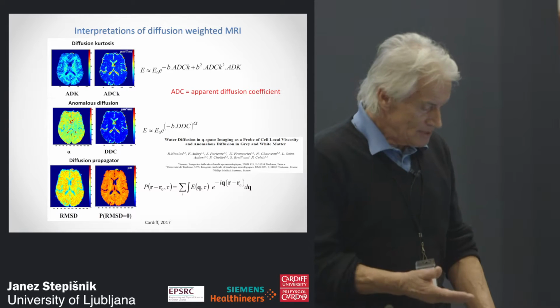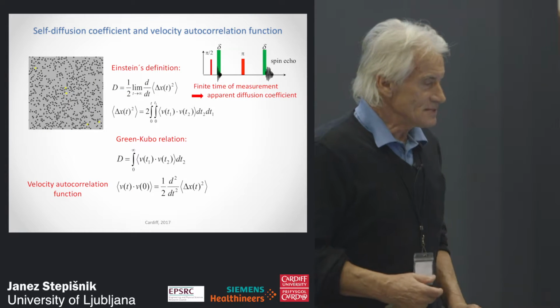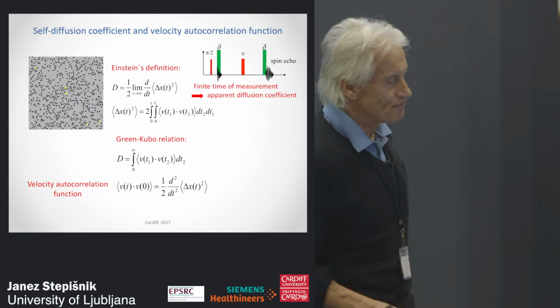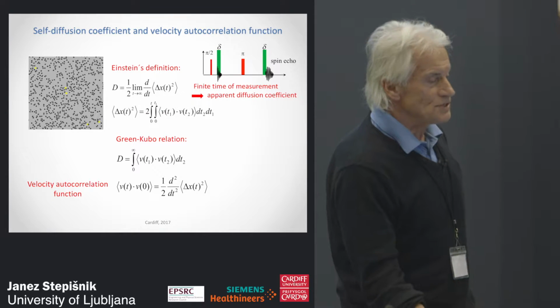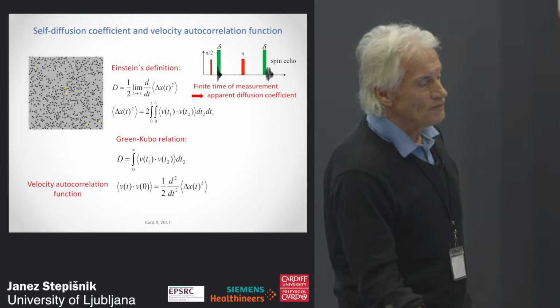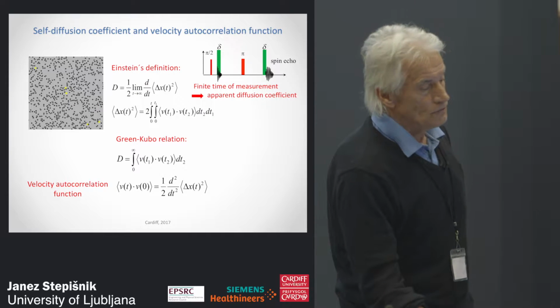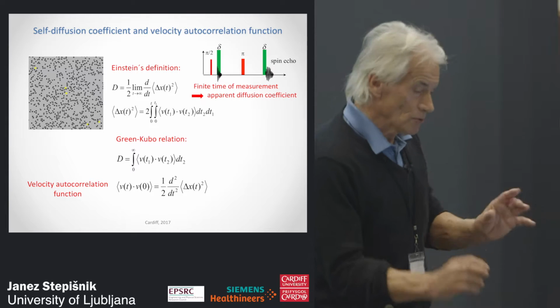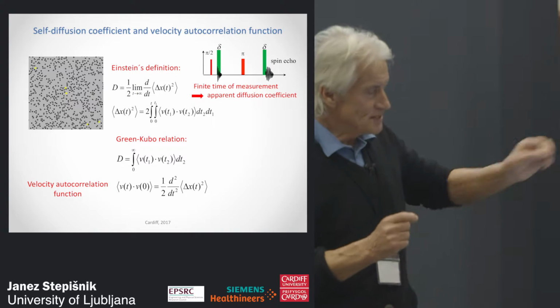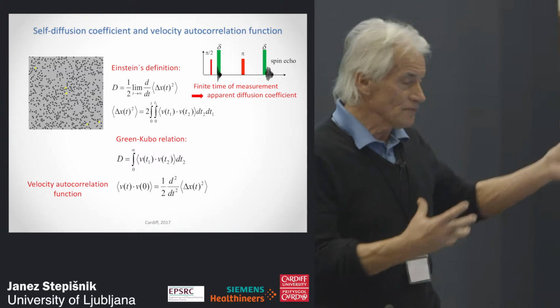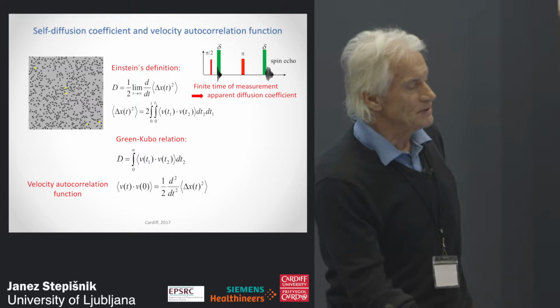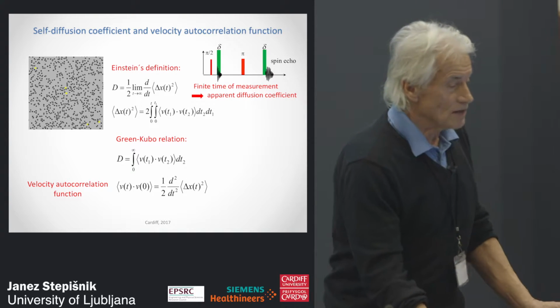Let's go to the definition. It is Einstein's definition of diffusion. The diffusion coefficient is the time derivative of the mean square displacement in the infinite time. Of course, we can also relate this mean square displacement to the velocity correlation. This is just normal: when you have displacement, you can also calculate the velocity. And here is the relation between the mean square displacement and the correlation function.